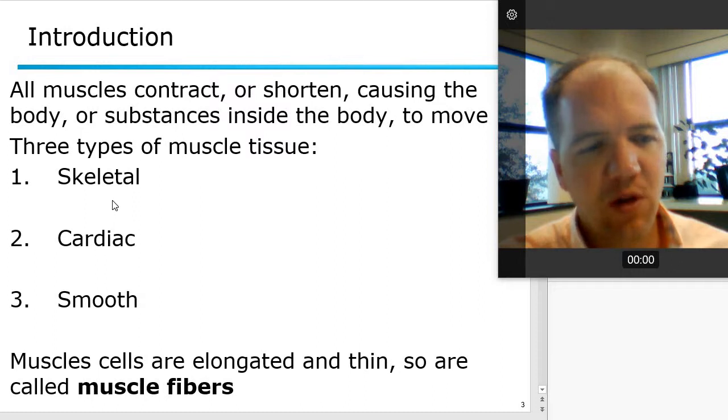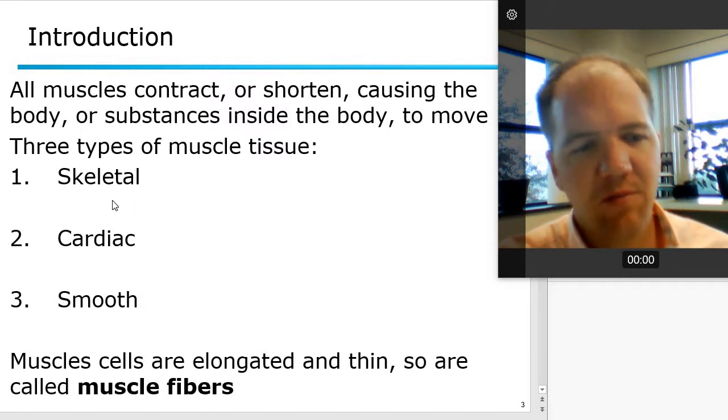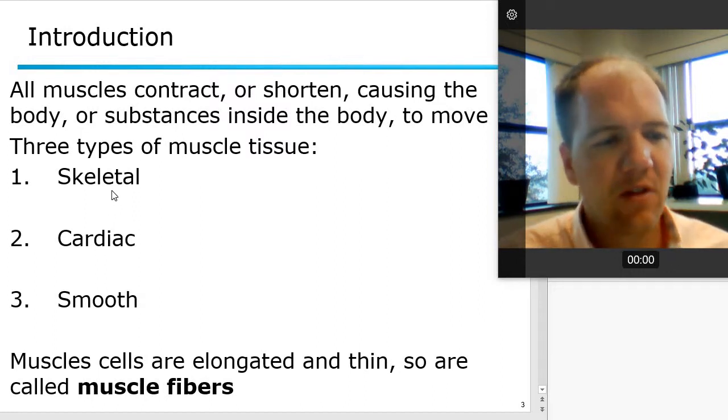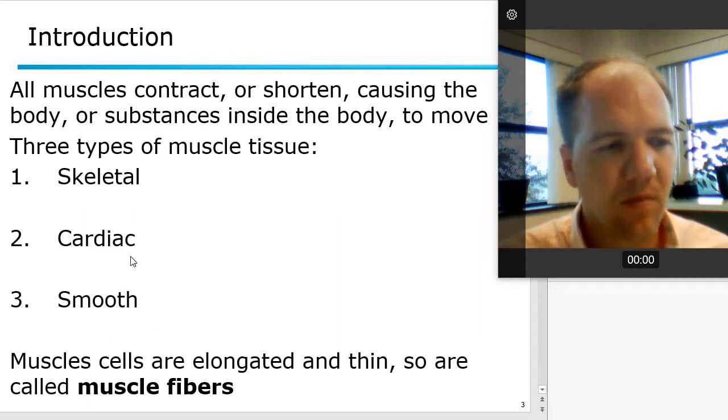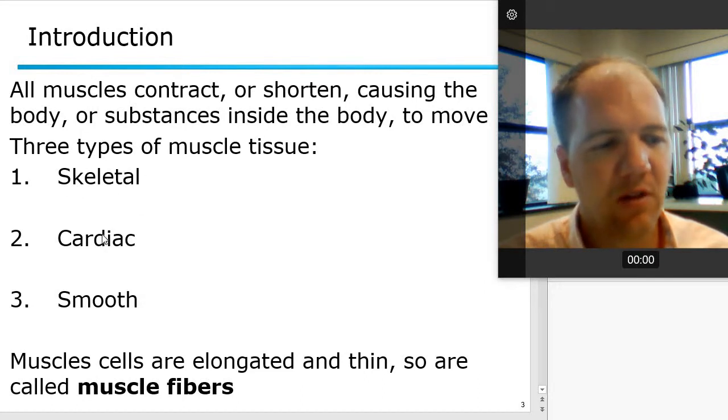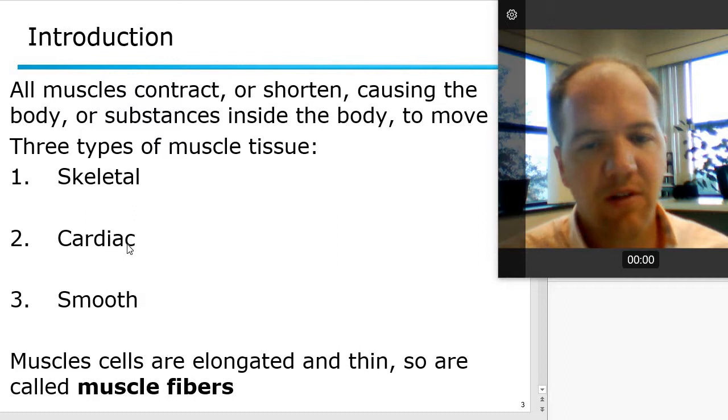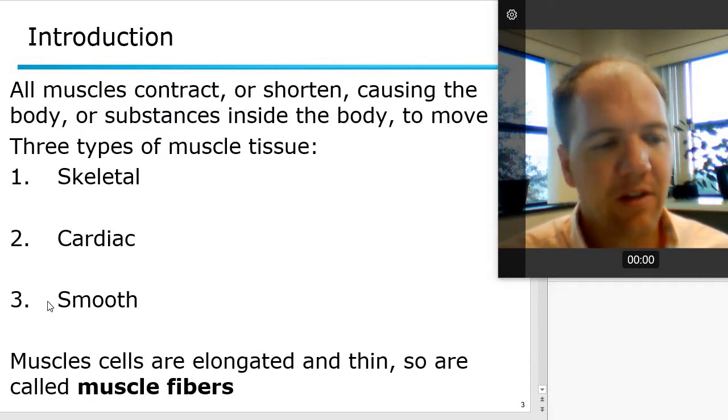There are actually three types of muscles, three categories of muscles that we have in our body, and these are the three listed here. The first one is skeletal muscle, we have cardiac muscle, and we have smooth muscle. Once again, when we're talking about the muscular system, we're focusing on skeletal muscle. Cardiac muscle is found just in the heart, and so we'll talk more about cardiac muscle when we talk about the cardiovascular system. And then smooth muscle is found in vessels and in organs.